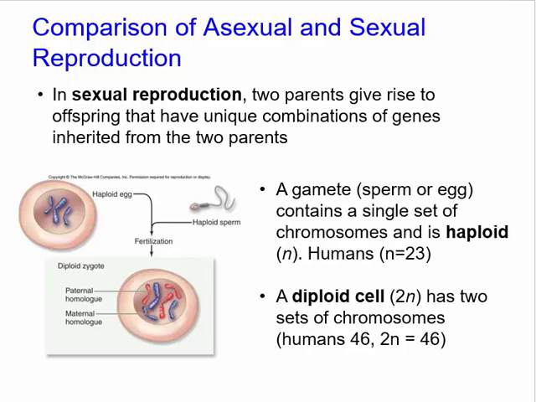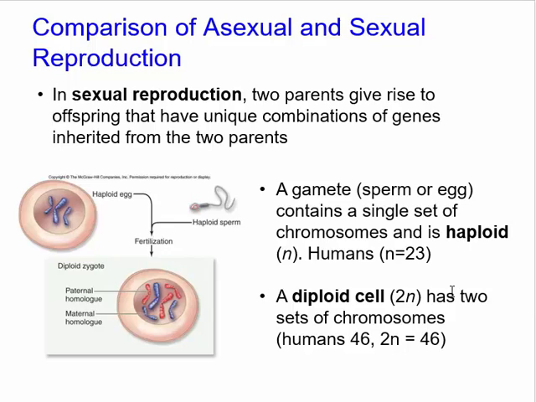Contrast this with sexual life cycles. Here we see that segregation of chromosomes into gametes. So here's an egg and here's a sperm. Each one of these, again, contains half the number of chromosomes as the somatic cells, and they only contain one homolog. And so these are called haploid. And so haploid is considered the N number. So humans' N number is 23. So a sperm or egg is going to have 23 chromosomes.